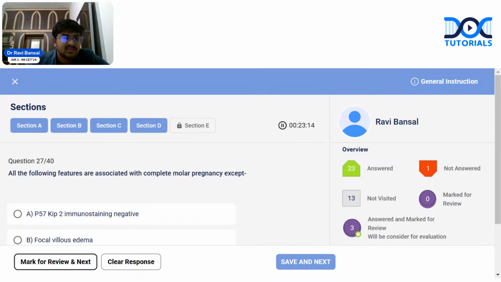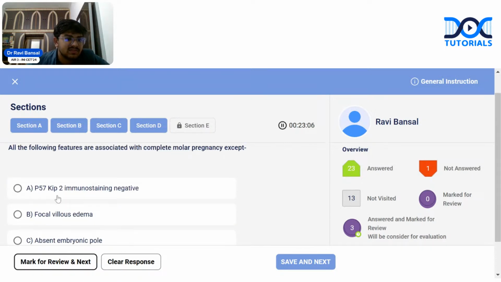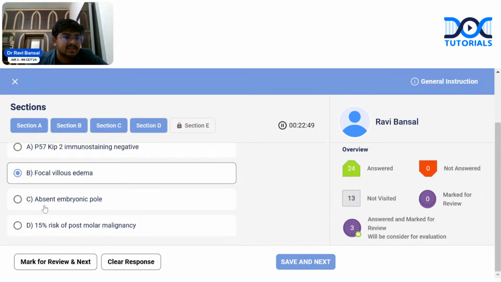All the following features are associated with complete molar pregnancy, except. So complete molar pregnancy: P57 KIP2 immunostain negative. So in complete, P57 is negative. This is right. Focal villus edema? So no, in complete you see a grape-like cluster. They have complete villus edema. Focal edema is seen in incomplete molar pregnancy. There's absent embryonic pole. Obviously, there's no participation from the ovum, so only the sperm is entering and the ovum is disappearing. So there will not be an embryonic pole.